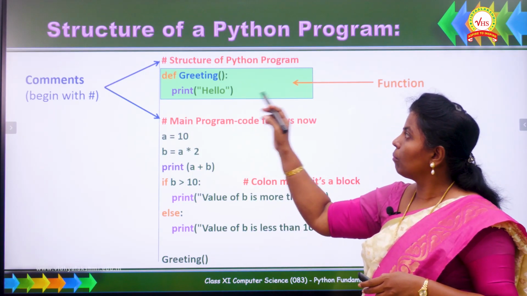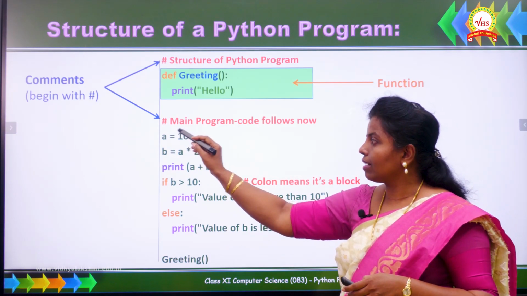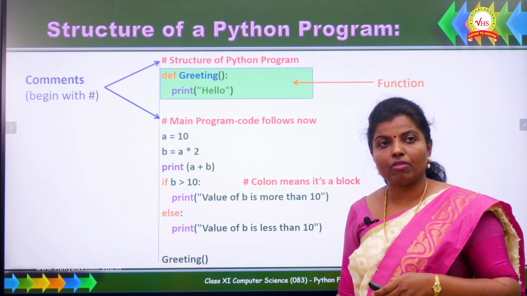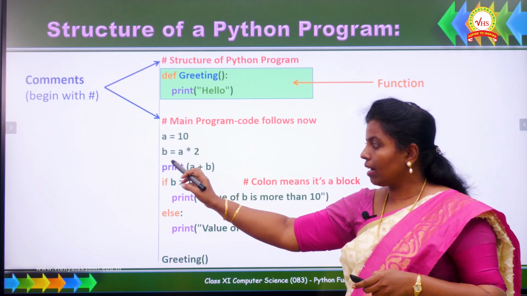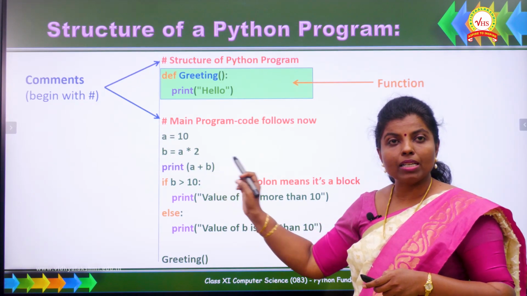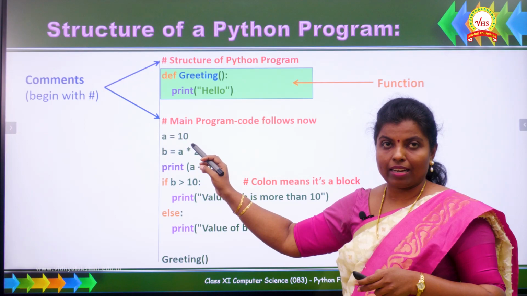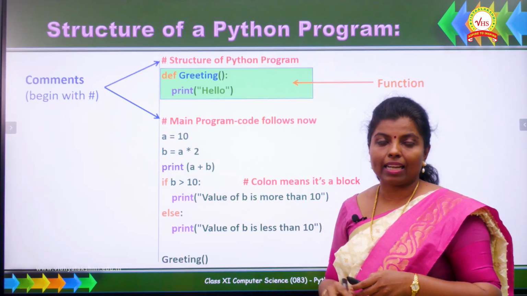So we have learned about the function. Now let us move on to the next line. The next line is main program code follows now. That is also a comment statement. We have learned about that. And then let us move on to a equal to 10, b equal to a multiplied by 2. Here this statement a equal to 10, this variable a, it references the value 10.